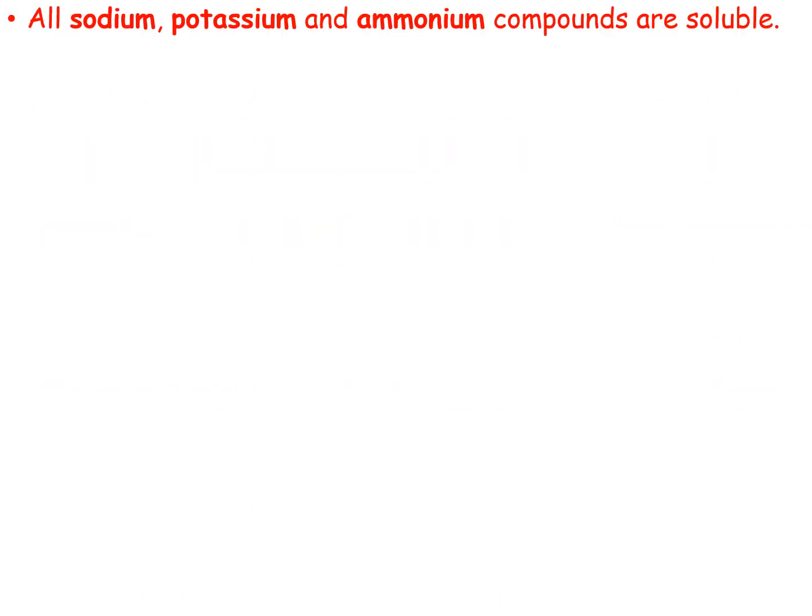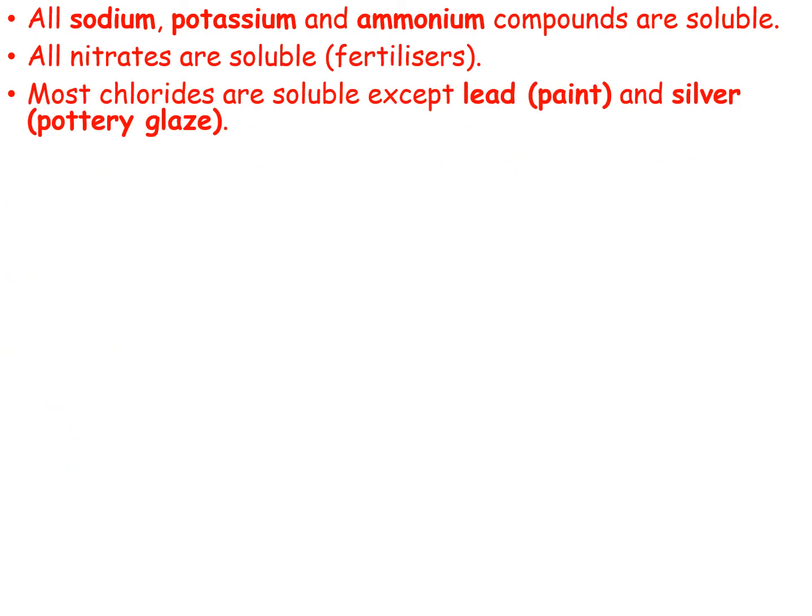So we'll just go through your rules again, and we'll go through which ones are soluble first, just because you'll be using these rules in the quiz next. So your soluble compounds: all sodium, potassium, and ammonium, all nitrates. I like to remember it by fertilizers. And your chlorides, most soluble, I like to remember it by, they're the edible ones.